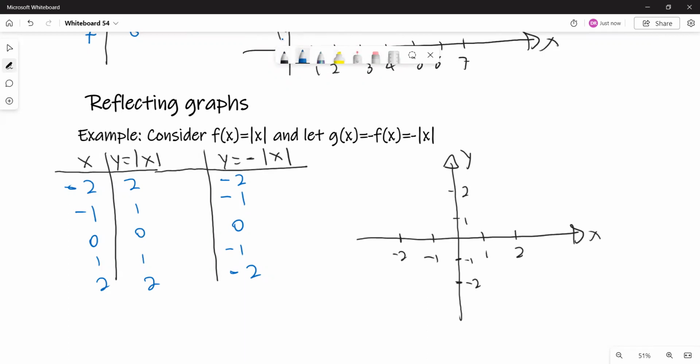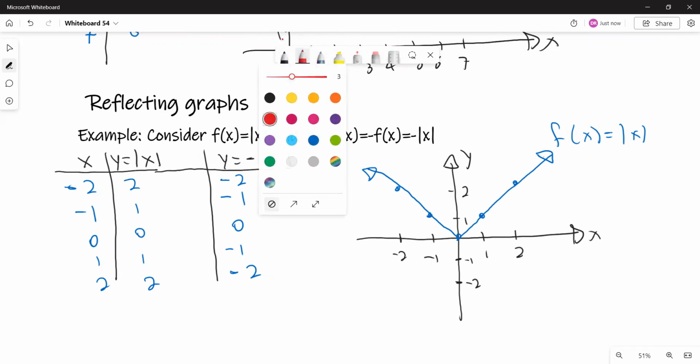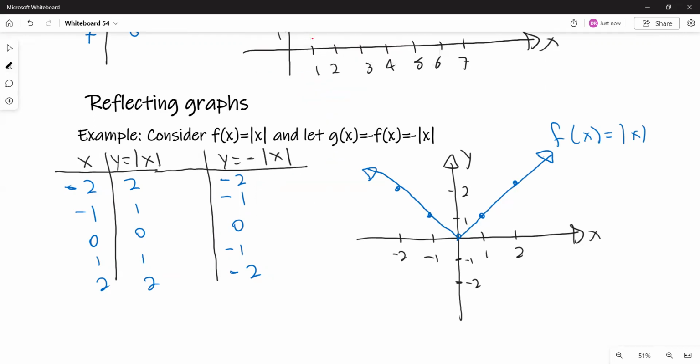Okay, so the absolute value function passes through the points negative 2, 2, negative 1, 1, 0, 0, 1, 1, and 2, 2. This is the graph of the absolute value function. And g of x is the opposite of the absolute value function, so that goes through the points negative 2, negative 2, negative 1, negative 1, 0, 0, 1, negative 1, and 2, negative 2.